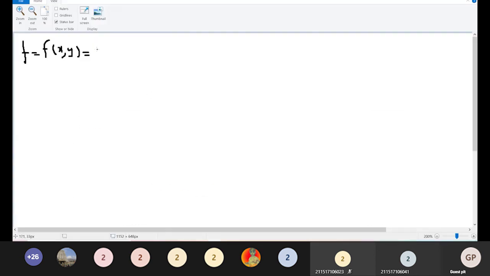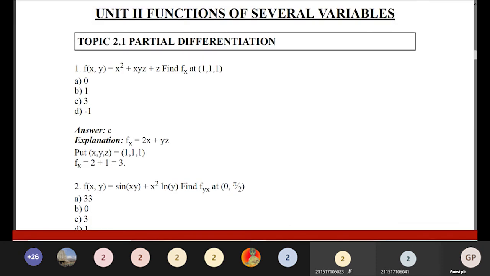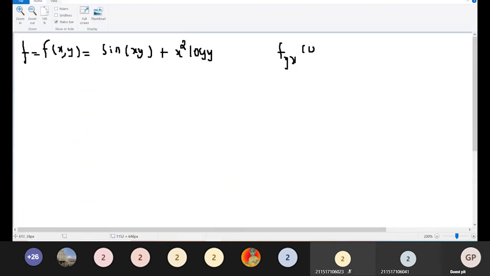f is equal to sin of xy plus x square into ln y, where ln y means log y. We have to find fyx at 0 comma pi by 2. This is the question we have to solve.